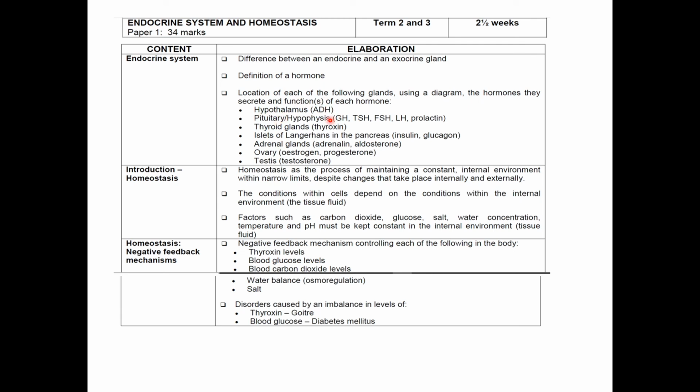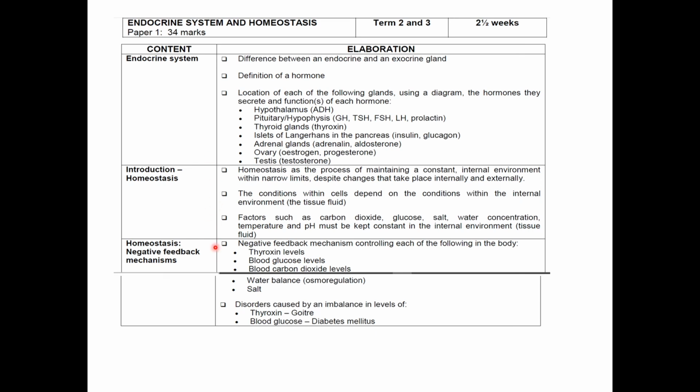So hypothalamus produces ADH, pituitary, growth hormone, thyroid stimulating hormone, follicle stimulating hormone, luteinizing hormone, prolactin. Thyroid gland, thyroxine. Islets of Langerhans in the pancreas, insulin, glucagon. Adrenal gland, adrenaline, aldosterone. Ovary, estrogen, progesterone, testes, testosterone.